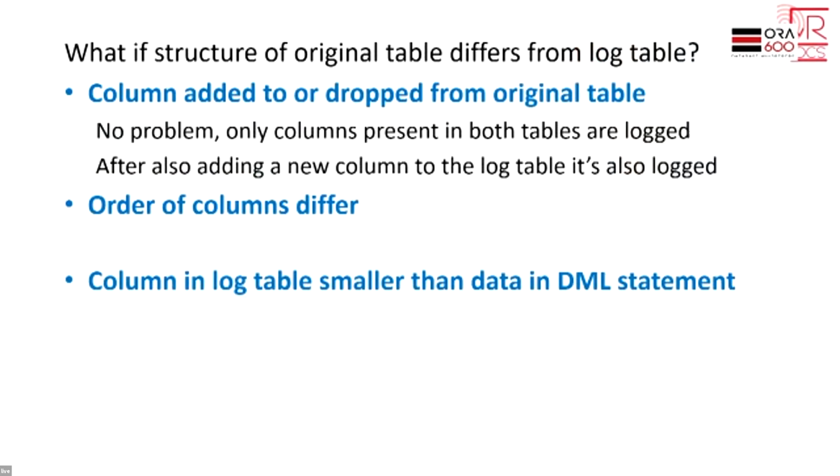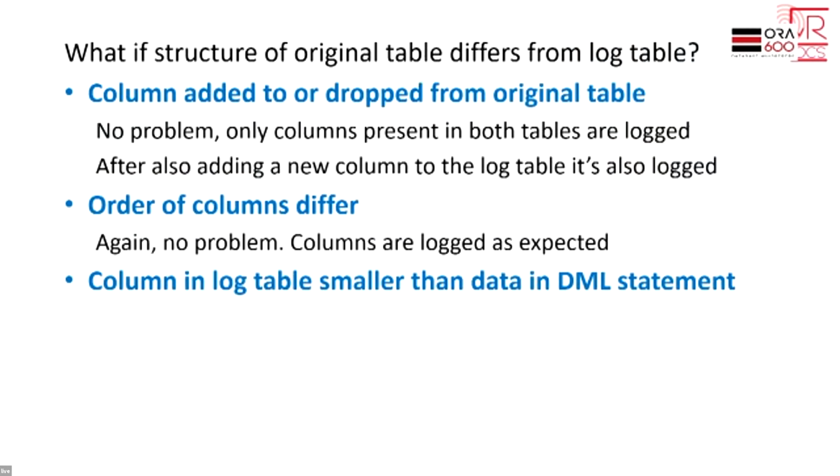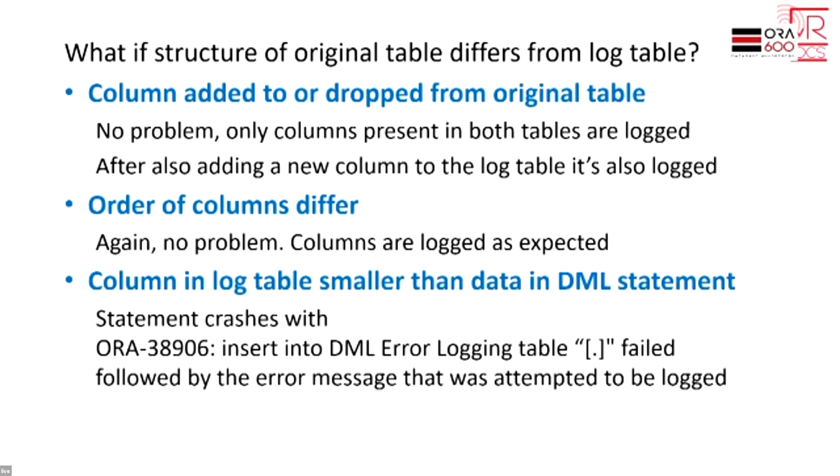Columns, no problem. It's just that the columns that are in both tables will be logged in your log error table. Anything in your DML table that is not in your log table will just not get logged. Anything that is in your error table that is not in your DML table, well, those are just extra columns, they are ignored. Order of columns, as to be expected, is not a problem. But if your columns are too small to hold the data that you're trying to log, well, obviously that is a problem, and then you will run into an exception.